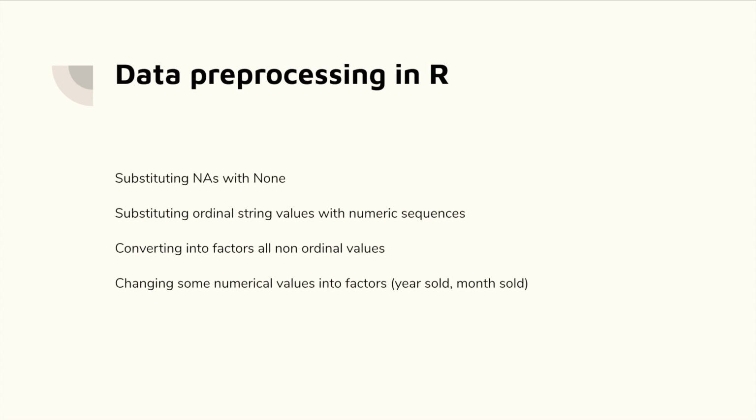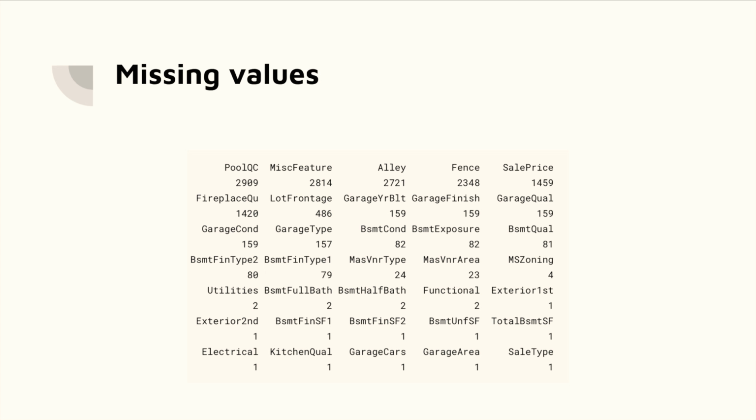Once we have the data set in R, we start the preprocessing. First, the missing values treatment, then factorizing the remaining character variables, and then changing some numerical variables into factors. As we can see, the number of missing values in sale price matches the size of the test set, so we have to fix the missing values in 34 columns.